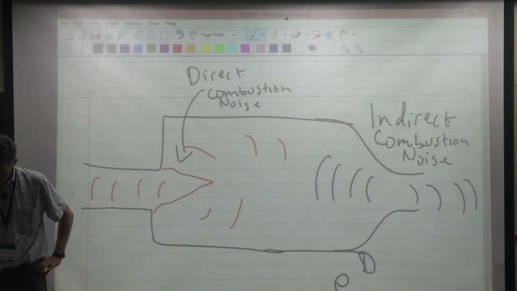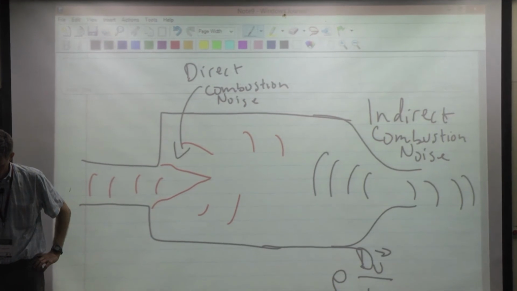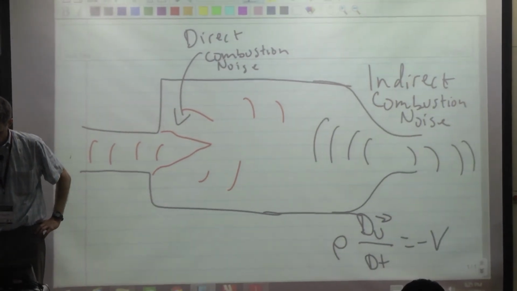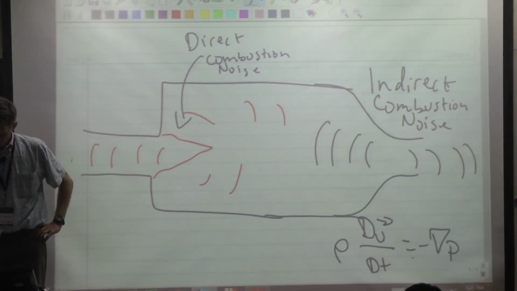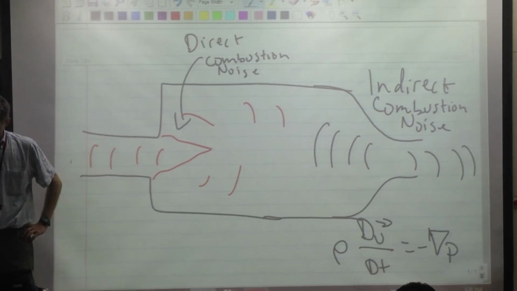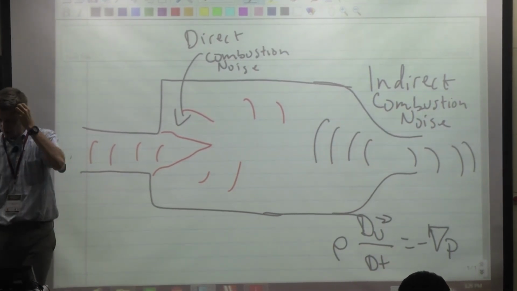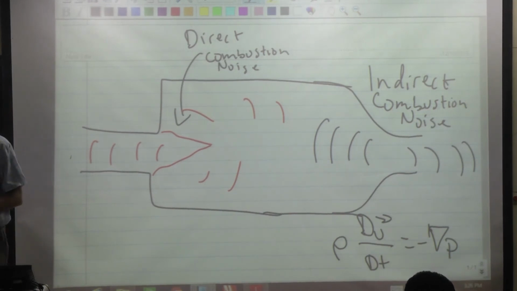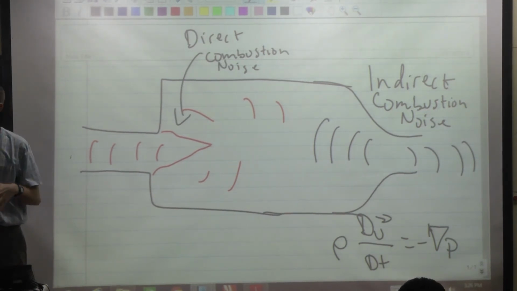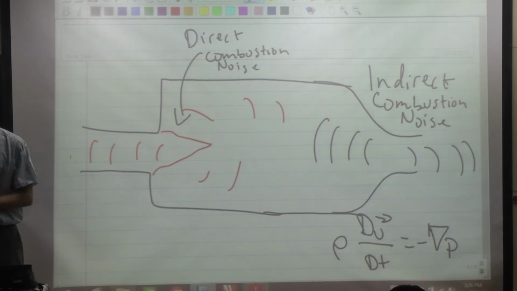So if you go to the Euler equation, or just Newton's second law, force is mass times acceleration. Whenever you accelerate, it takes a force to accelerate something, right? So there's a pressure gradient across the nozzle.